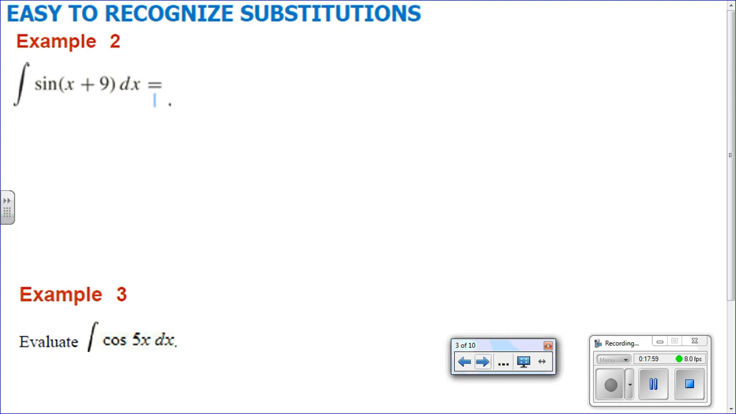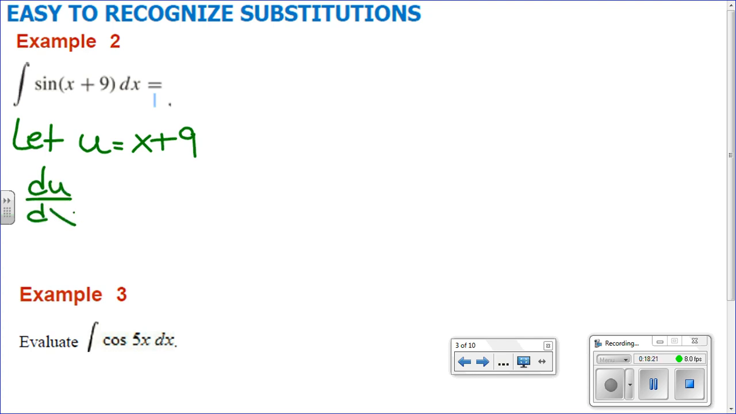Right here, what do you guys think u should be? Sine of x plus 9. Actually, only x plus 9. So we're going to let u equal x plus 9. So now du dx is going to be what? Don't worry about sine, just look at this one here. One, that's it. The derivative of 9 is zero.